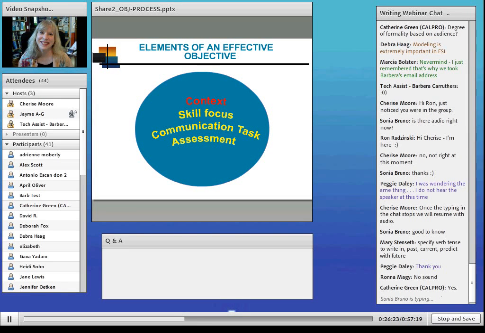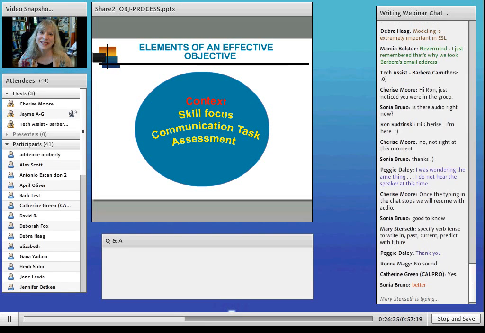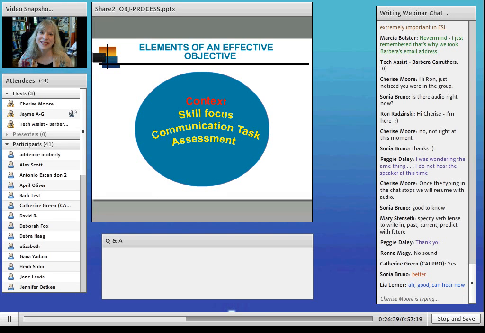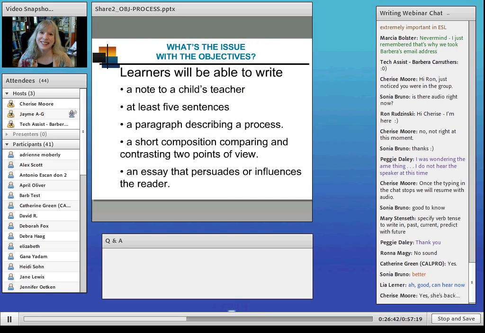So condensing what I just said, in writing, the four elements of an effective objective, three of them are available to you just by virtue of the fact that you're doing writing. You've got the skill focus, you have the communication task, and you have the assessment. What you don't automatically have is context. So I'd like you to take a look at these and tell me, what do you think is missing?